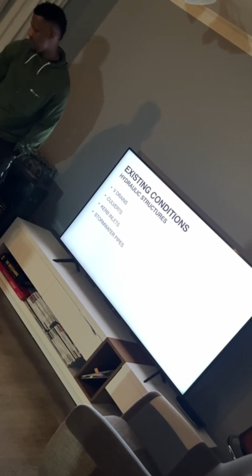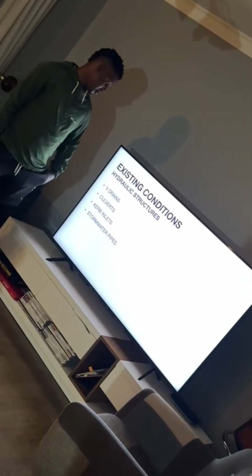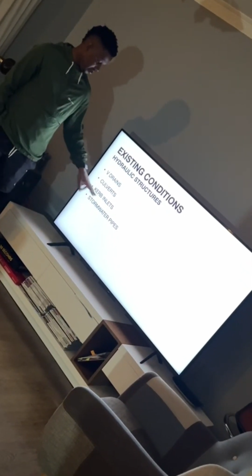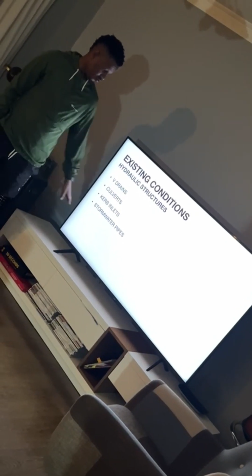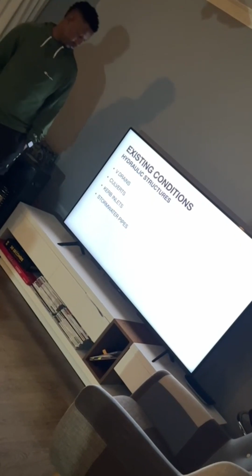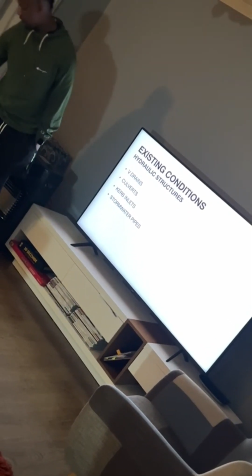Existing conditions of hydraulic structures, as indicated, the V drains are damaged. Culverts need to be desilted by cleaning. Catch inlets also need to be cleaned. Stormwater pipes need to be upgraded, from 300 millimeter diameter to 750 millimeter diameter, crossing under the road. Daylighting as well.